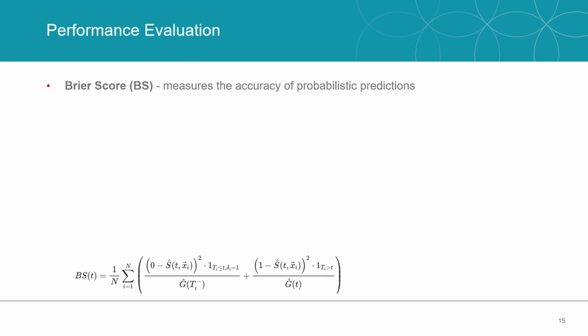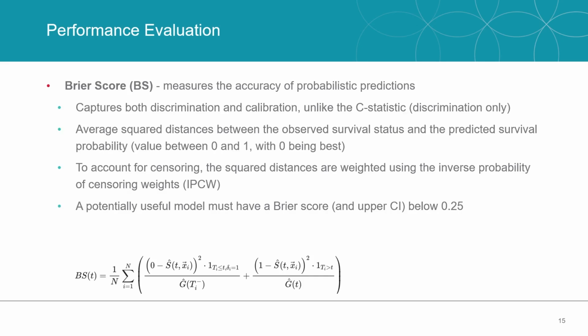To evaluate our Survival-LCS algorithm, we decided to focus on Brier scores, which measure the accuracy of probabilistic predictions. Brier scores capture both discrimination and calibration, unlike C-statistics, which only captures discrimination. It averages the squared distance between the observed survival status and the predicted survival probability, giving a value between 0 and 1, with 0 being the best.